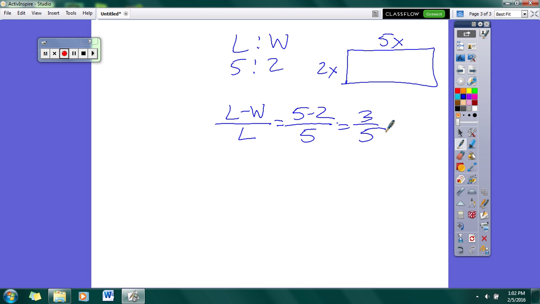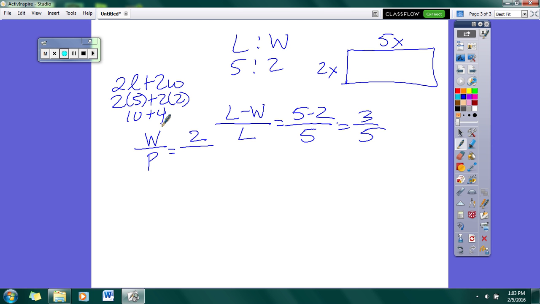And the very last part says express the width of the rectangle as a fraction of the perimeter. So it wants the width to the perimeter. We know the width is 2, and we know the perimeter is 2L plus 2W, 2 times 5 plus 2 times 2, which is going to be 10 plus 4. It's going to be 14. So this is the ratio of the width to the perimeter.